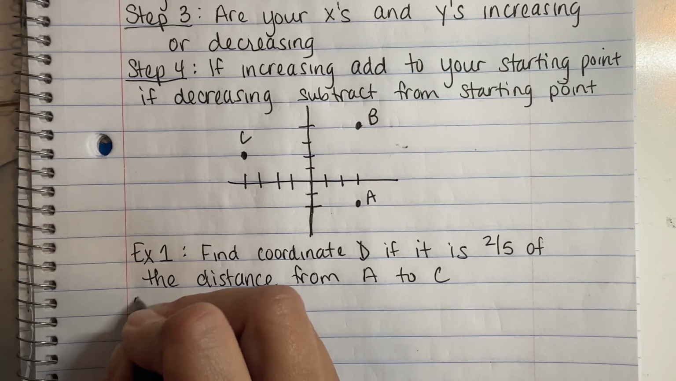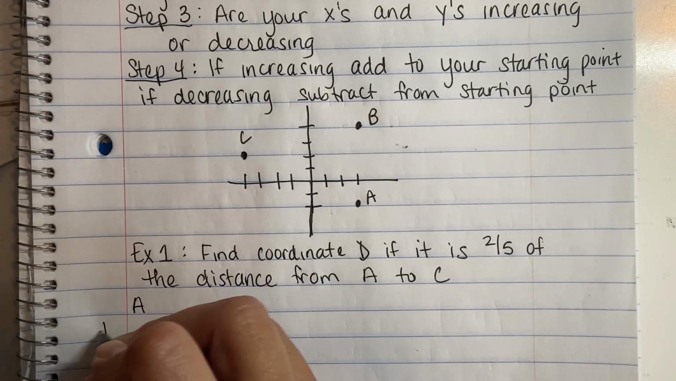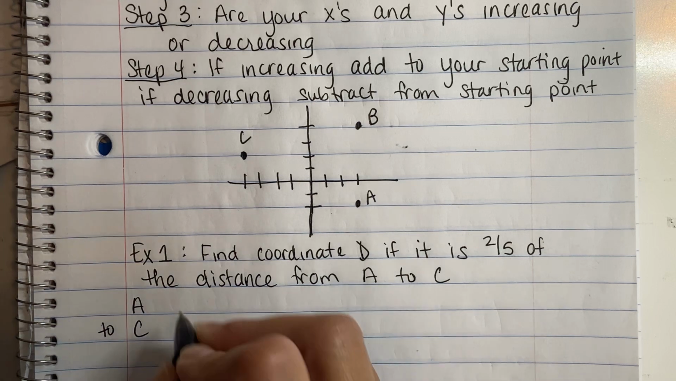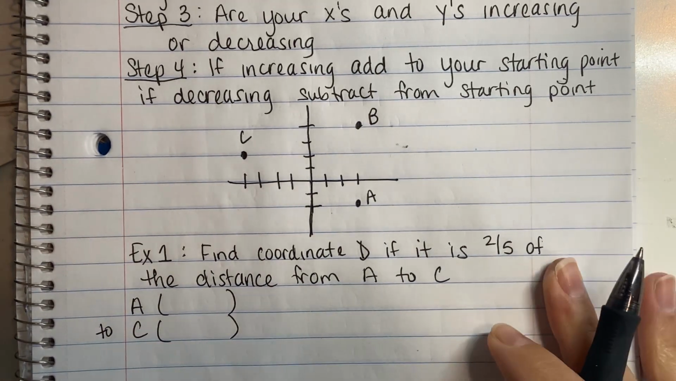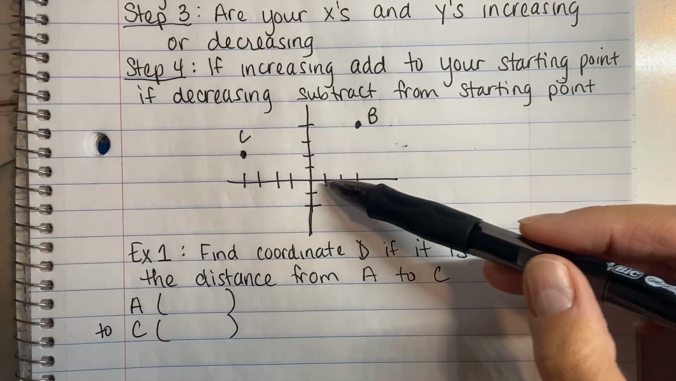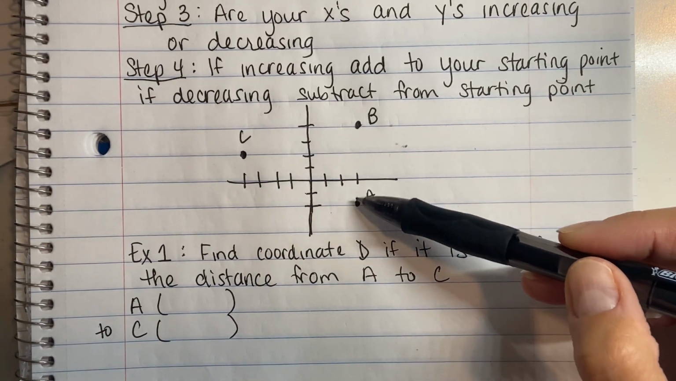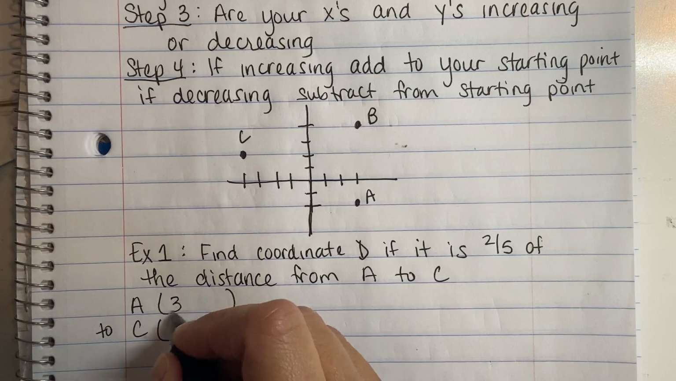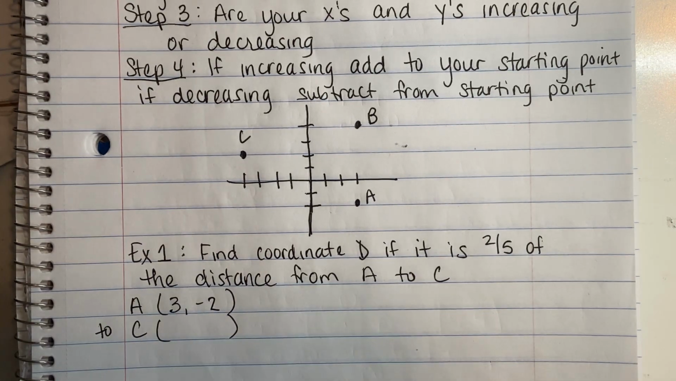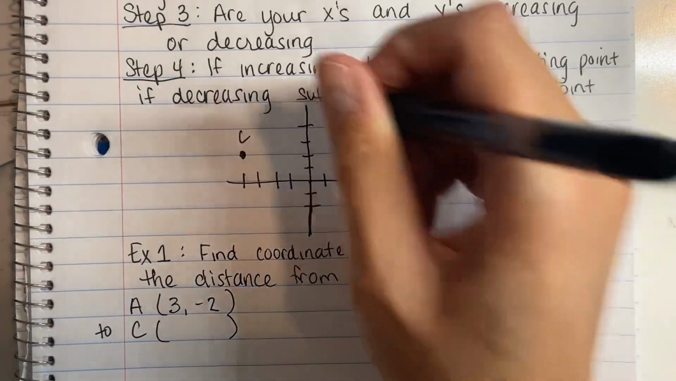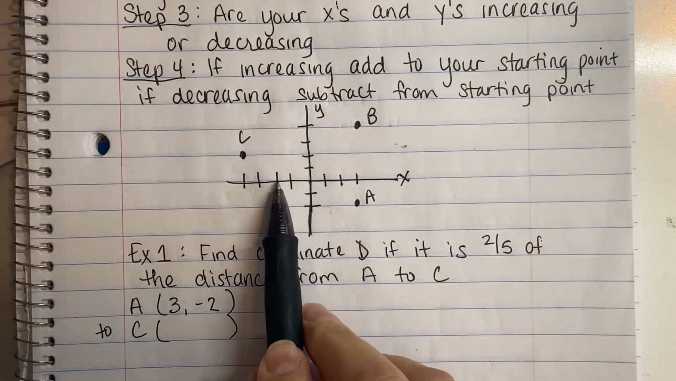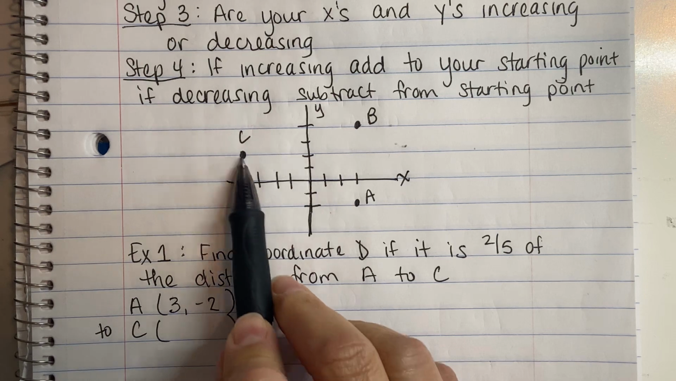A value. So let's find point A. And so I'm gonna do A to C. And I'm gonna draw my coordinate points here and here. And so A is at 3, -2. And then point C, remember you always do X first. This is your X, this is your Y. -4, +2.